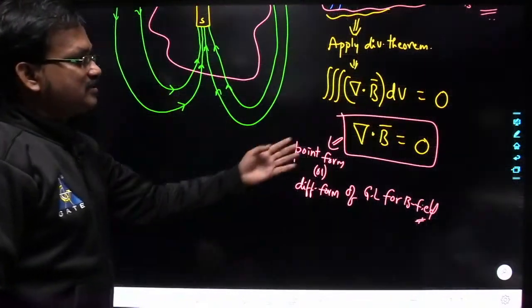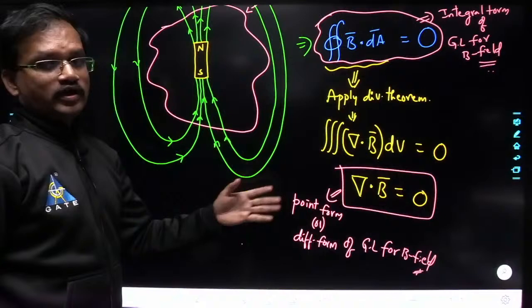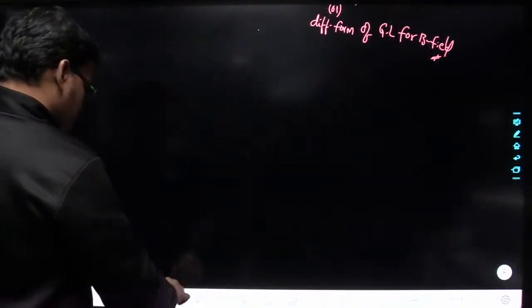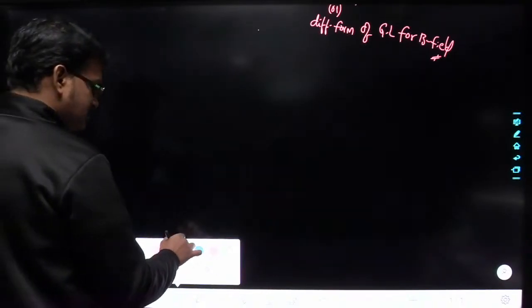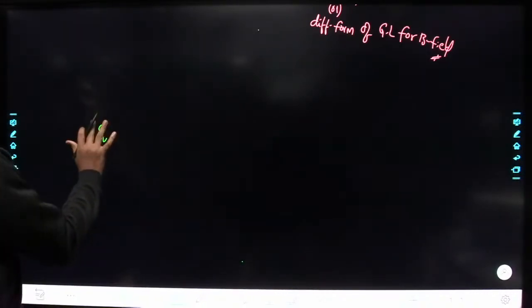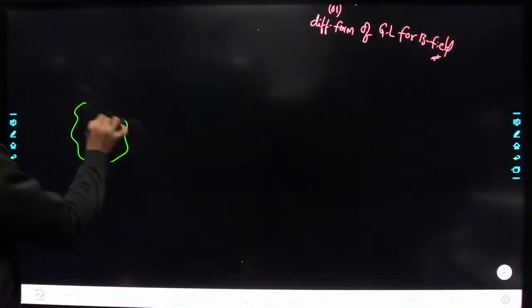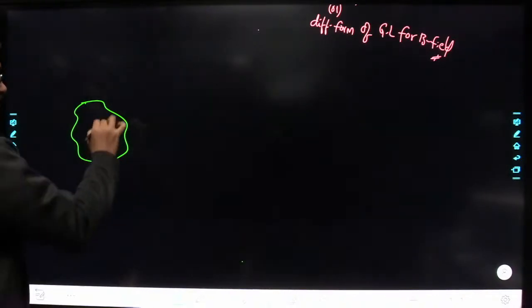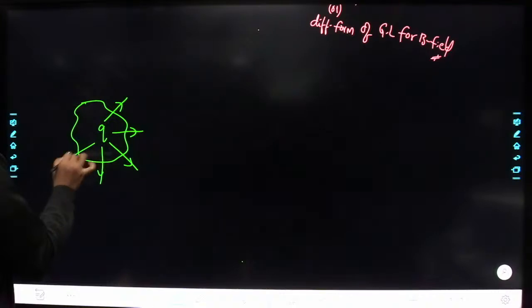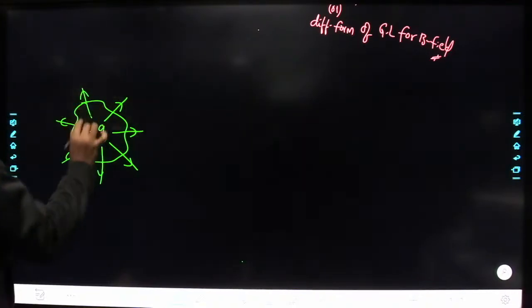Now see here, why are we getting this result? That's what we are going to analyze here. See here. In electrostatics we have studied that if you have a charge q, and if the charge q is enclosed by a closed surface, then the flux that is leaving this closed surface is equal to what?